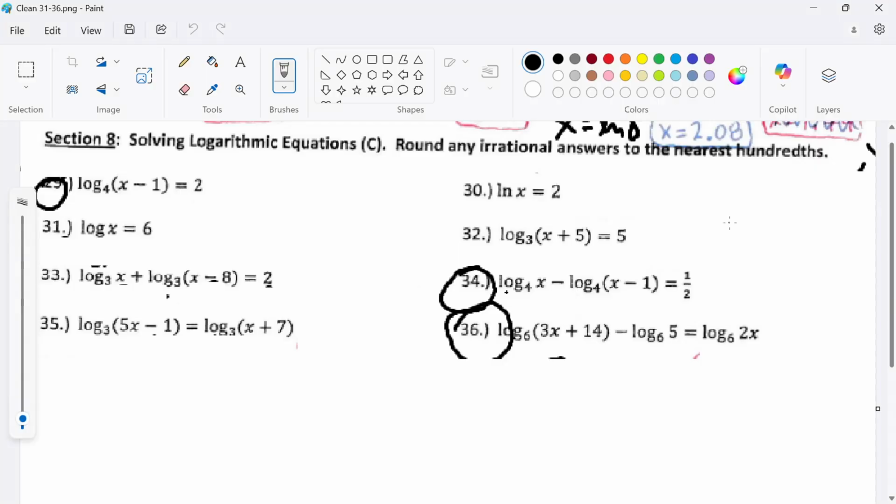This is a bunch of logarithmic equation questions. And I guess it says calculator. C means calculator. You can use a calculator on these. I think you'd have to.